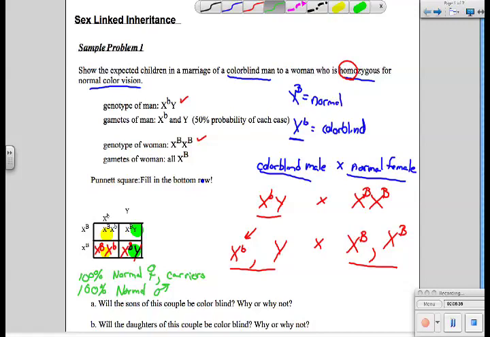So question A asks, will the sons of this couple be colorblind? No, they will not, because they receive the dominant normal allele from their mother. And they all have the genotype capital B, Y. Next question, will the daughters of this couple be colorblind? No, they will not, because for females you need 2 copies of the recessive trait, and these females only carry 1 copy. They are, in effect, though, carriers.